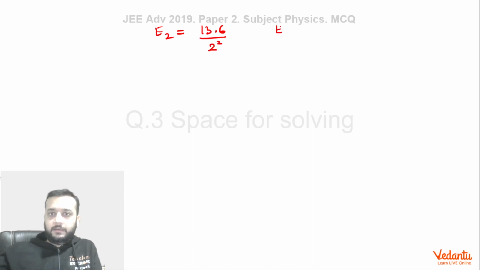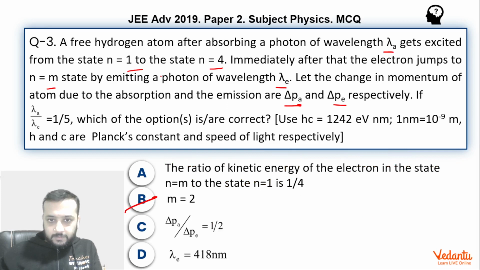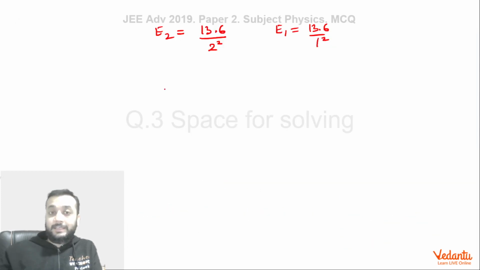और E1 की वैल्यू कितनी होगी? E1 की वैल्यू होगी 13.6 अपॉन 1 स्क्वायर. सो वी हैव टू फाइंड E1 बाई E2 और E2 बाई E1. हाँ, E2 बाई E1 मतलब EM बाई E1 चाहिए. सो ये काइनेटिक एनर्जी है, रिमेंबर दिस इज नॉट टोटल एनर्जी, दिस इज काइनेटिक एनर्जी. टोटल एनर्जी में नेगेटिव साइन आ जाता है.